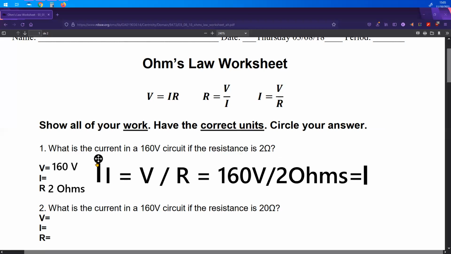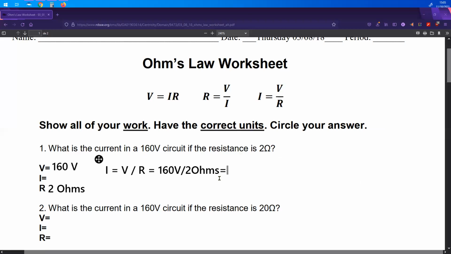All right. So what is happening there is that I have 80 amperes, or 80 amps.